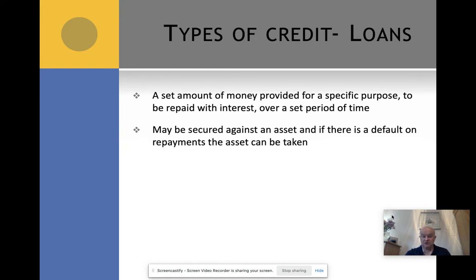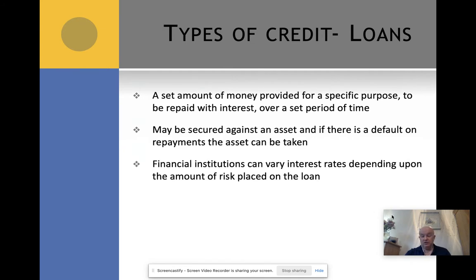In some cases, certain loans will be secured against an asset, so that if somebody doesn't actually pay back that loan, if that loan's been secured against a particular asset, then the person who's lending you the money has the legal right to take that asset and sell it, or dispose of it, in order to get the money back that they are owed. Okay.